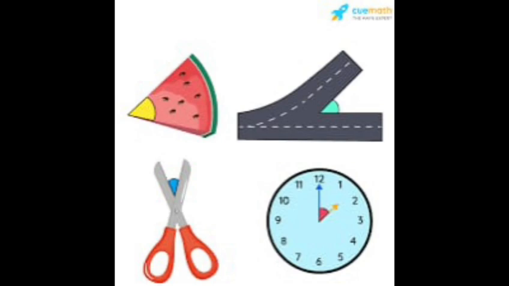Then the real life examples of an acute angle are the tip of a slice of pizza, the hands of a clock at 10:10, and the letter V. These are real life examples of an acute angle.